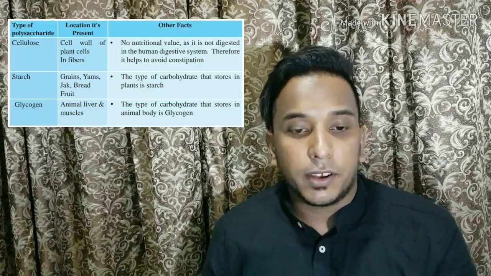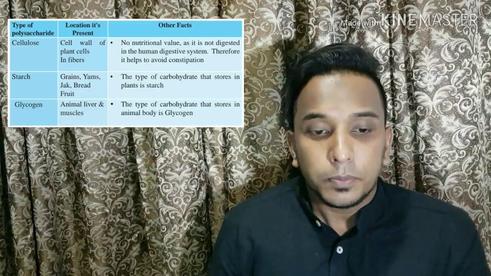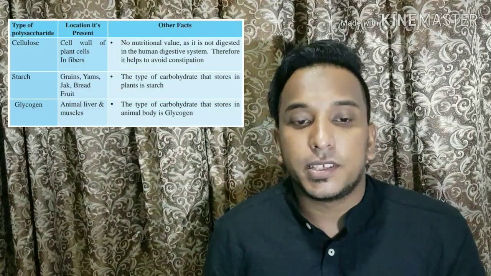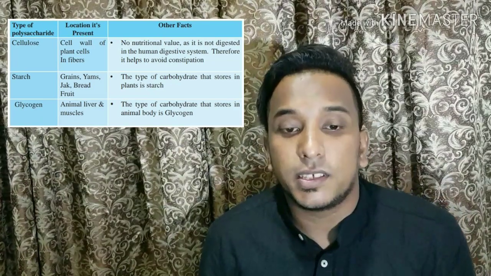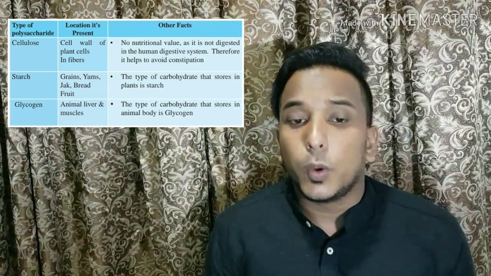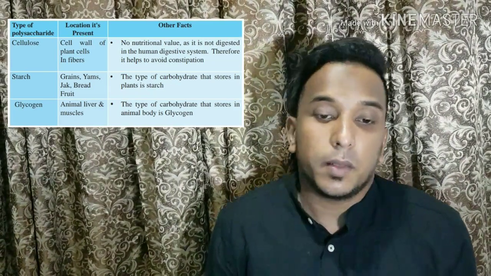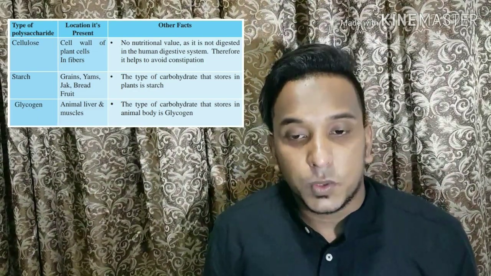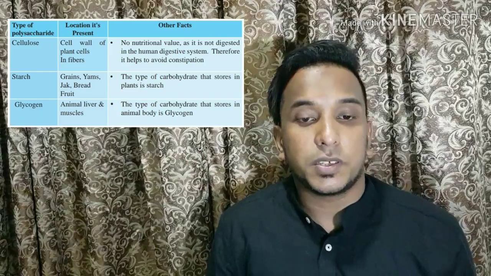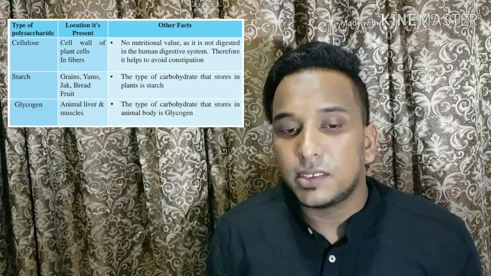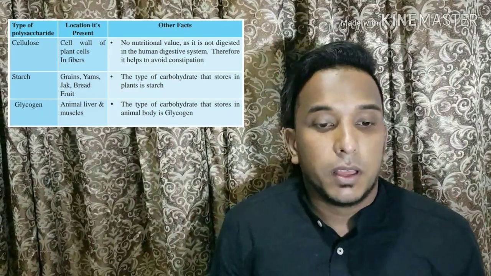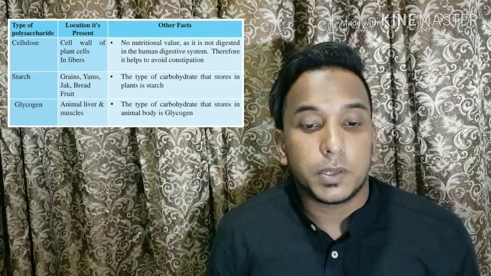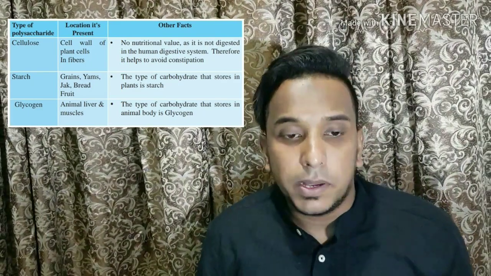Let's go through the characteristics of polysaccharides. The first polysaccharide is cellulose, which is present in the plant's cell wall and in fibers. The next one is starch, which is present in grains, yams, jackfruit, and breadfruit. Number 3 is glycogen, which is present in animal liver and muscles.